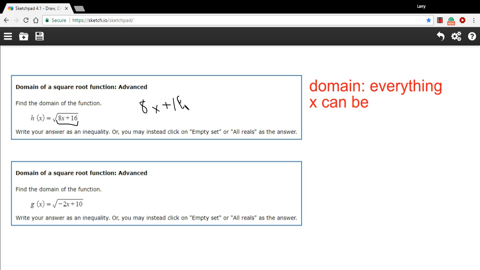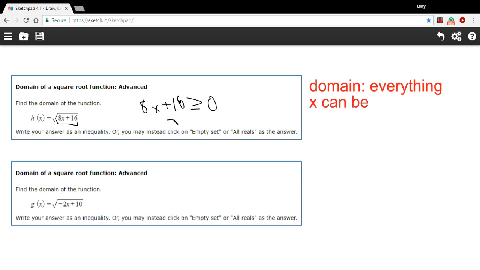whatever's there, it needs to not be a negative number, which means it needs to be either equal to or greater than 0. So for all of these problems, you can use this process where you take what's under the radical sign and you set it greater than or equal to 0, and then solve for x. That should give you the domain of the square root function.